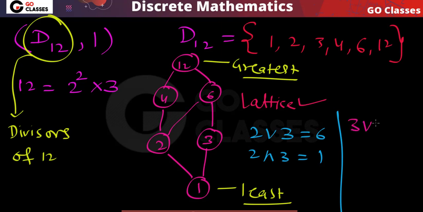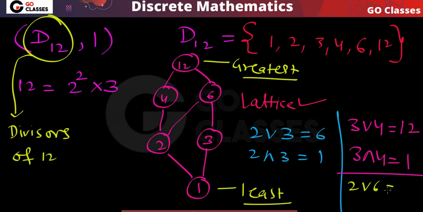Any two elements you take, you can find their LUB and GLB. For example, what is the LUB of 3, 4? The LUB of 3, 4 will be 12. This is 4, this is 3, so the LUB will be 12. And what is the GLB of 3, 4? That will be 1. Similarly, what is the LUB of 2, 6? The LUB will be 6. And what is the GLB of 2, 6? That will be 2.